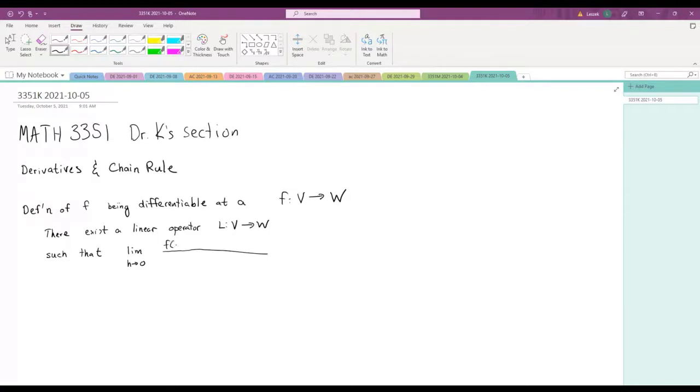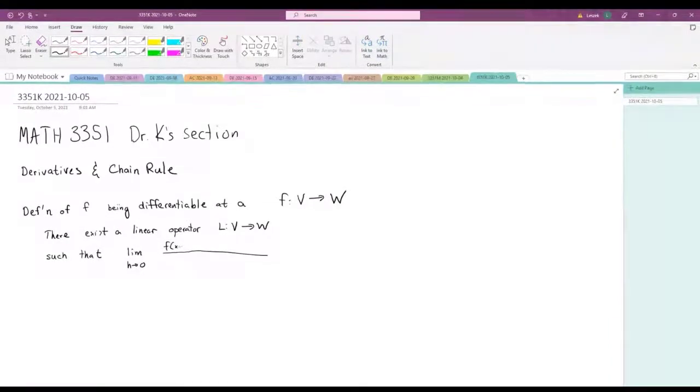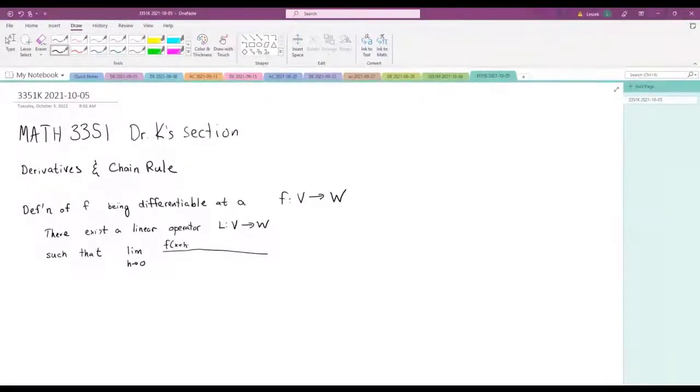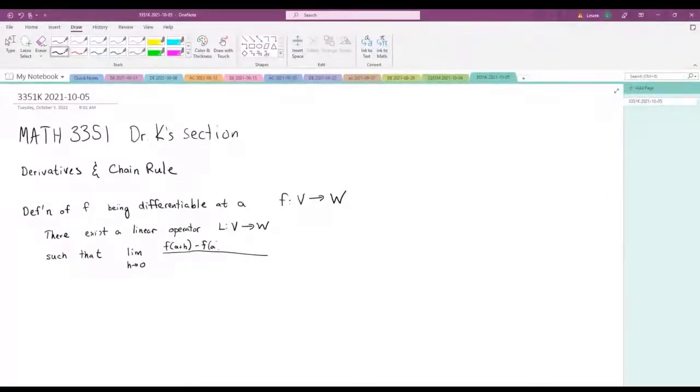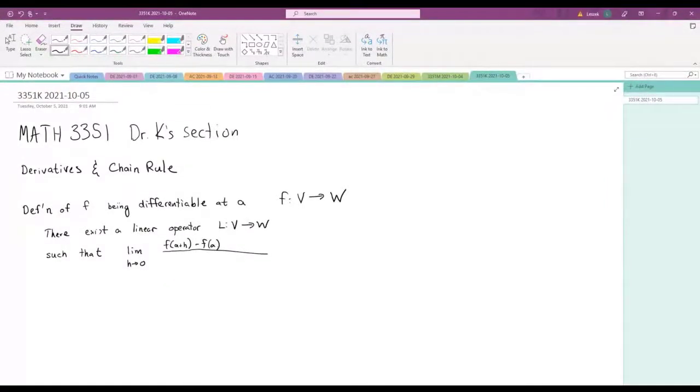limit here, as h goes to 0, and in the numerator we have the difference between the function at a plus some displacement h minus the function at a. So this gives you the difference between f at a and f at some point close to a. And we want this difference to be approximated well by a linear operator.